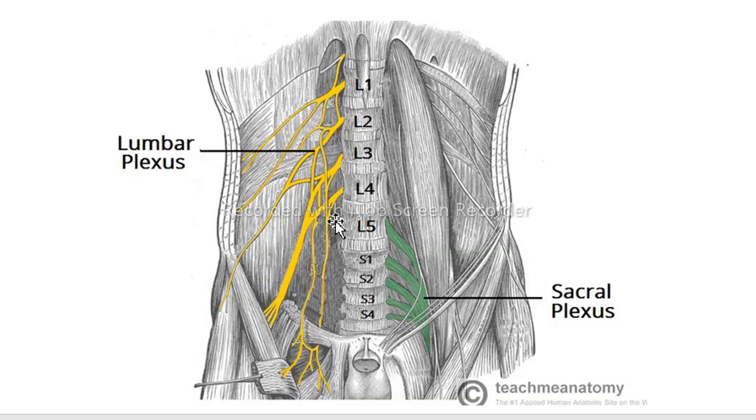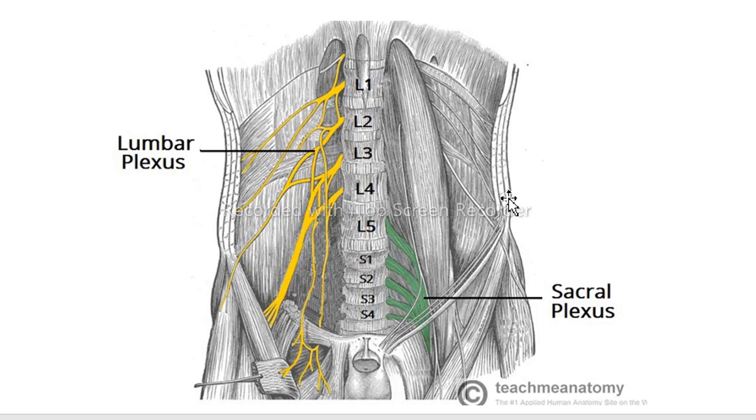Nerves of the gluteal region arise from the lumbosacral plexus. The lumbar plexus is formed by the L1, L2, L3, L4 roots. Here there is the psoas major muscle. When we reflect the psoas major muscle on the posterior abdominal wall, there is the lumbar plexus, and from the L4, L5, S1, S2, S3 and S4 roots forms the sacral plexus.